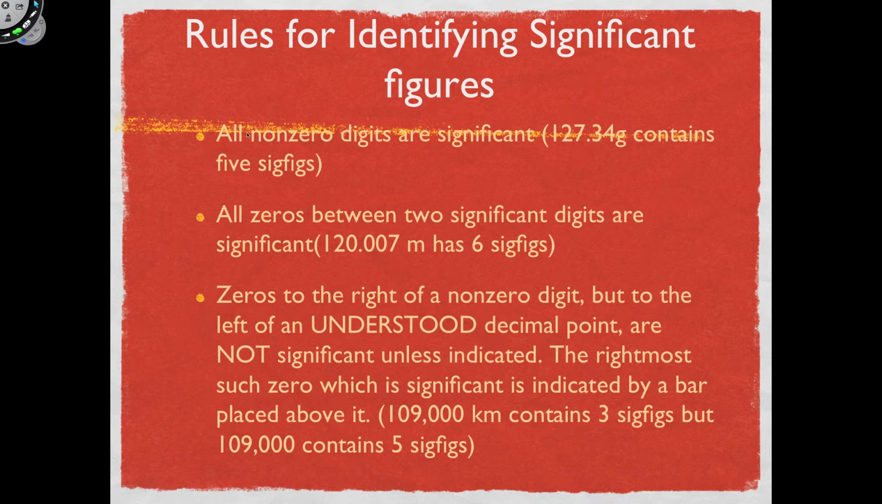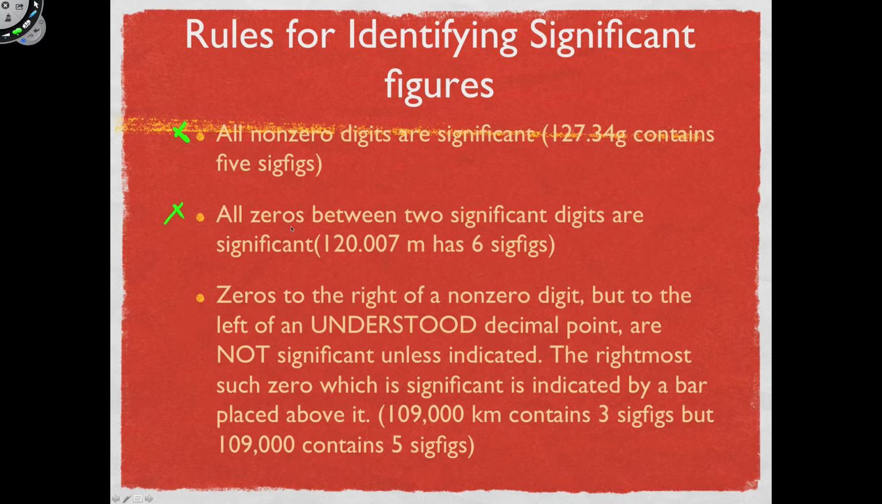First one is pretty easy, and all it means is that any number that is not a zero, a non-zero digit, those numbers are automatically considered significant figures. So if you have a measurement of 127.34 grams, you don't see any zeros there. So every single one of these numbers is significant. So we would say there's 5 significant figures in this measurement. That's the easiest and the most straightforward of all the rules. 5 digits there, 5 sig figs, because none of them are zeros. So that's the easy one.